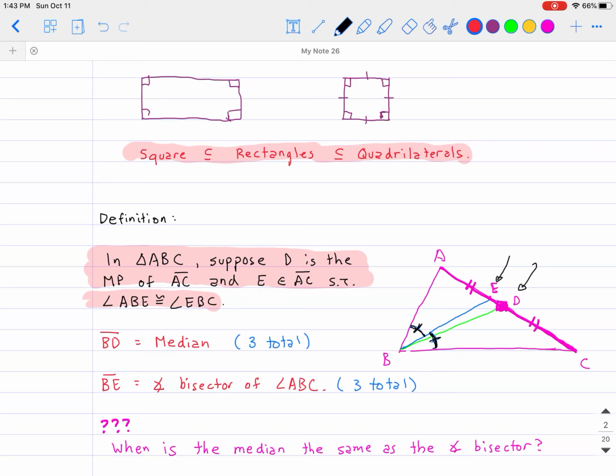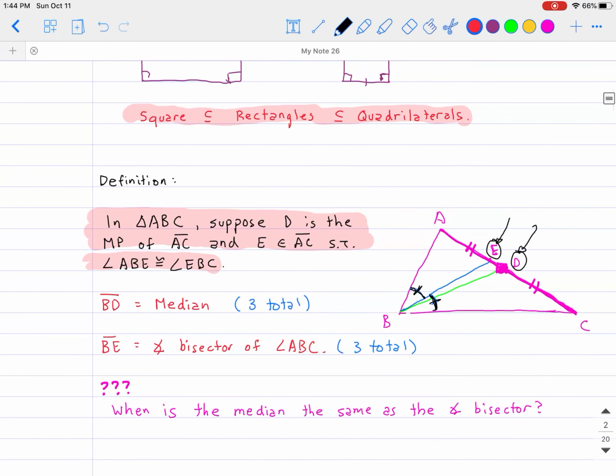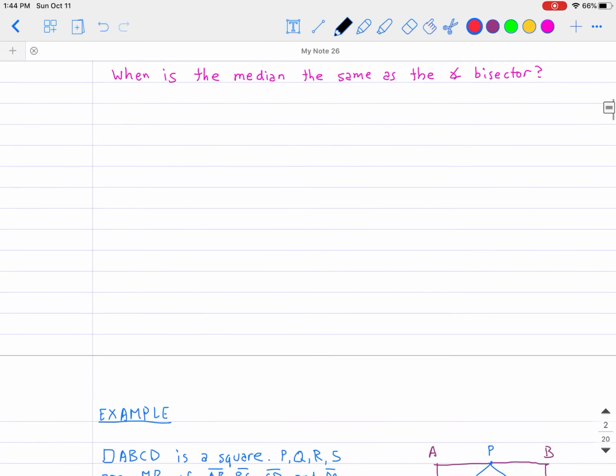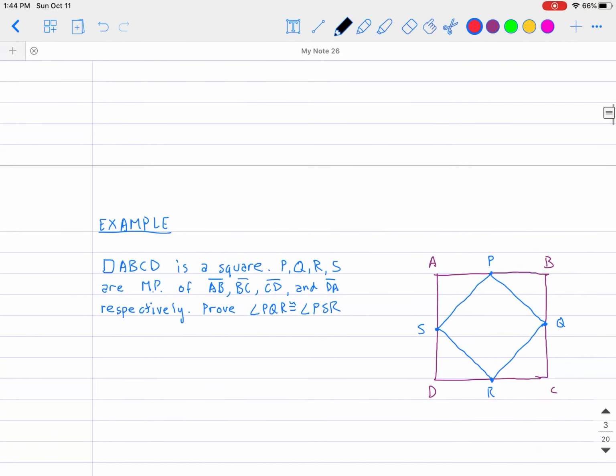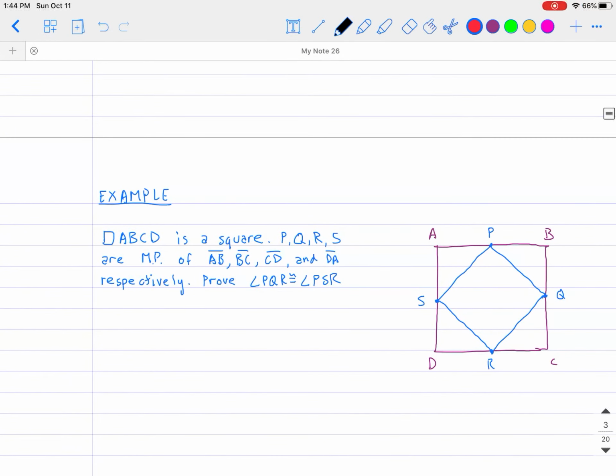Now, looking at the pictures, I drew it in a way so that you can see there is actually a difference between the two, because one big misconception is that people think, oh, the way the triangle is drawn, E and D must be the same thing, meaning that if you have an angle bisector, it has to be the median, and that's actually not true. So the question for you is, when is a median the same thing as the angle bisector? That's something for you to discover on your own.